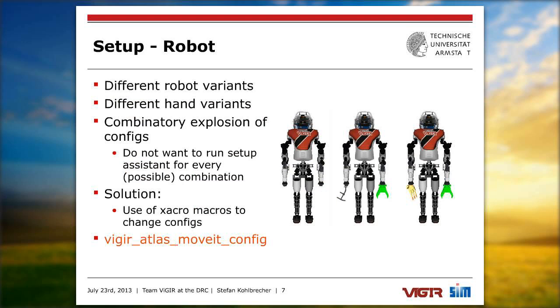One thing that we noted is that the MoveIt setup assistant is very nice, but in case of our robot, we had different hand options, and we had to be able to quickly change between those. That basically gave us a combinatorial explosion of configs, and you don't want to run tons of setup assistants all the time. So what we ended up using is xacro macros to change configs, and I can recommend that if that happens to you too, it's doable. And on some slides, I have links down there which directly bring you to the relevant GitHub repo.